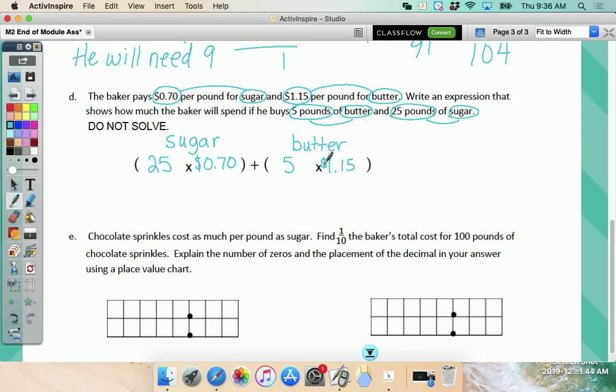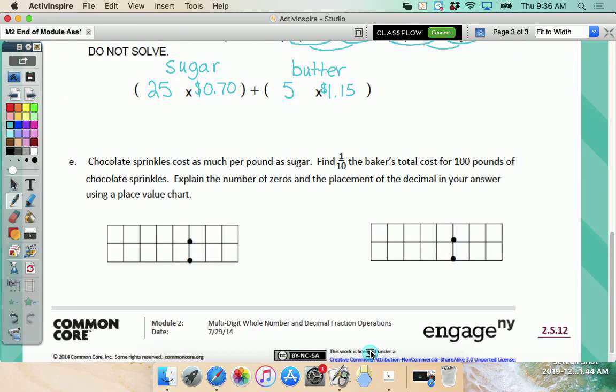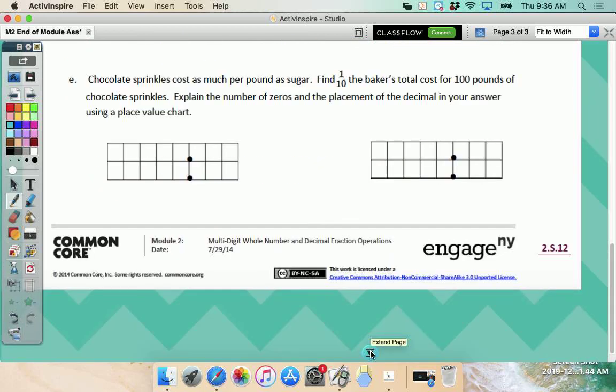Okay. Now, the next one's a little trickier, but you can do it. I'm going to help you. So I'm going to read it, and then we'll write some things. Chocolate sprinkles cost as much per pound as sugar. Okay, how much was sugar per pound? 70 cents. Let's write that down. I think on the test it's 80 cents, so it's not much different, okay? Now this is the part that kids think they can't do, but trust me, you can. Find 1/10 the baker's total cost for 100 pounds of chocolate sprinkles. Explain the number of zeros and the placement of the decimal in your answer using a place value chart.